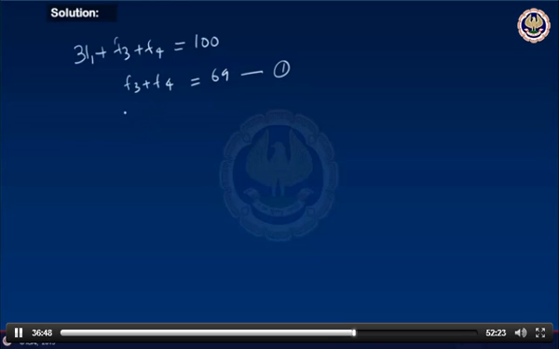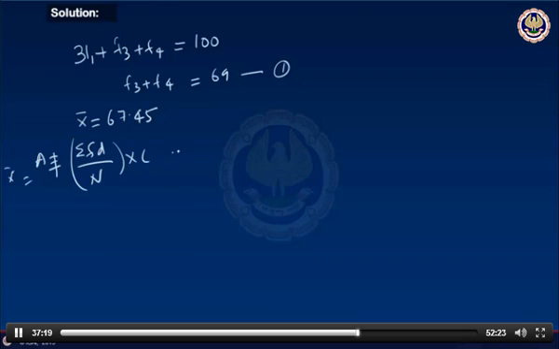And given that the mean, the average, is 67.45, we have to compute x bar equal to A plus summation of FD by N into C. We have to write it that way, and the whole value is equal to 67.45, given.